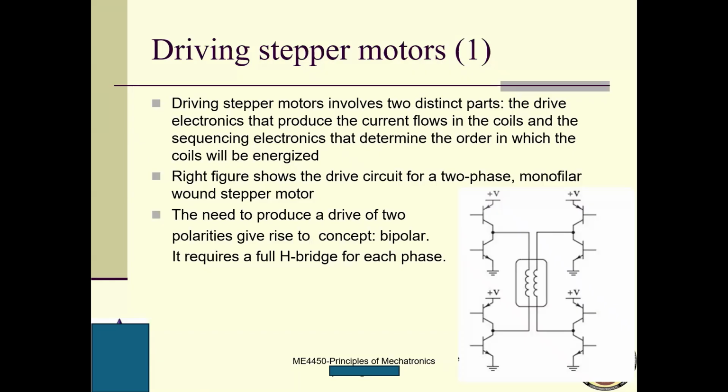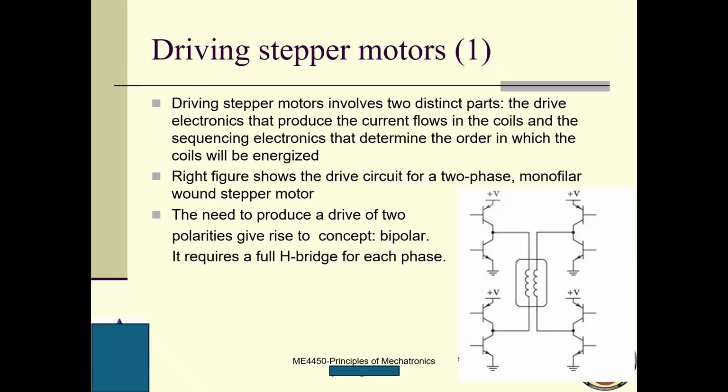Now, if we want to change the polarity, as I said, this is a monofilar. Monofilar means that on the pole you only have one single coil. One single coil means that if we want to change the polarity, you have got to change the current direction. So if I want my current to go from the bottom to the top for this phase, it means that I want this transistor to be turned on and this transistor to be turned on. However, this one is shut off and this one is shut off. You understand?